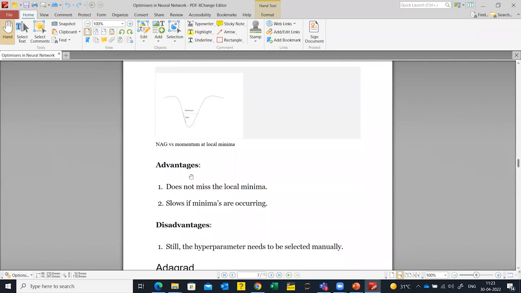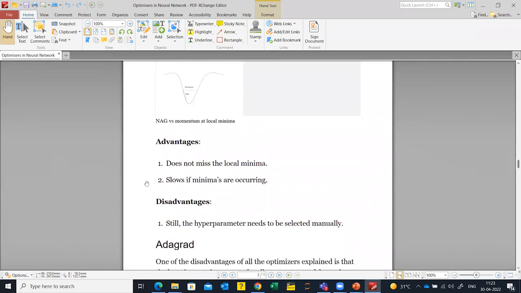Now the advantage with NAG is that it does not miss the local minima. As I said, momentum has a high learning rate, so it might miss the local minima. Okay. So if you miss the local minima, you won't be able to go to the global minima, right? It slows down if a minima is occurring. So if you are going through the mountains, and you see two mountains with one valley where you can walk pretty well, or you can reach the city, it actually slows down. So it accelerates wherever there is no minima in the vicinity. But whenever it sees a minima, it slows down.